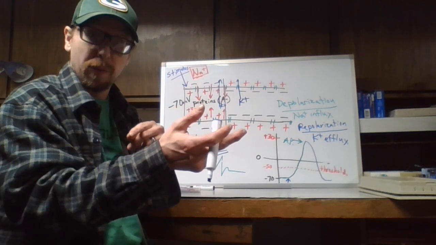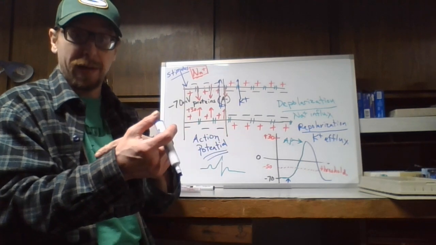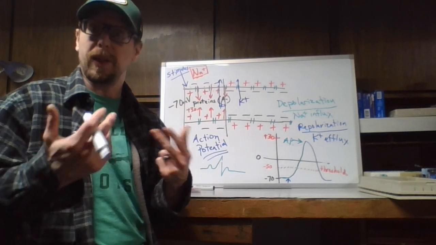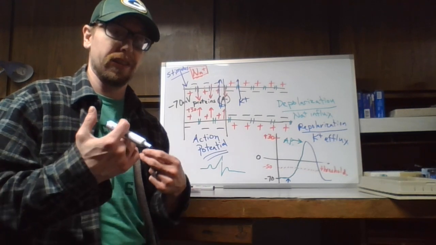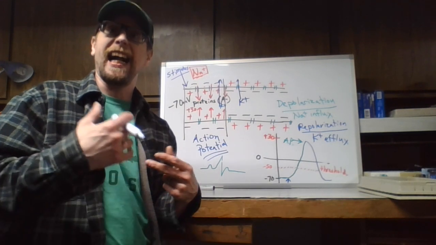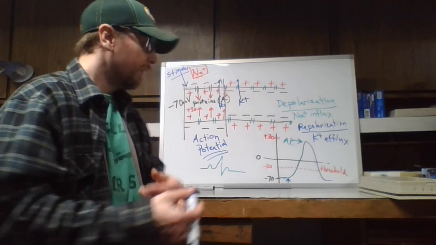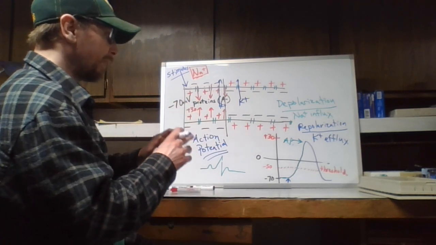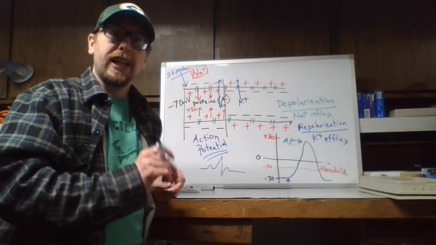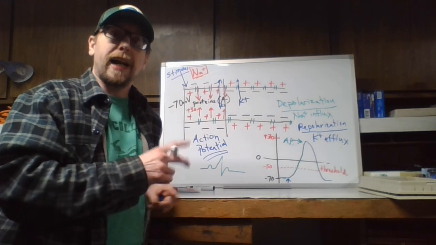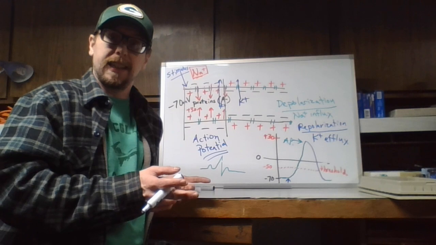Sodium needs to eventually go back out. Potassium needs to come back in. But that's going to be going against the gradient. So if it's going against the gradient, that means it's going to use energy. We talk about that with active transport. So the last thing that we need to do here is use active transport to put the sodium and potassium back on the correct sides of the cell.